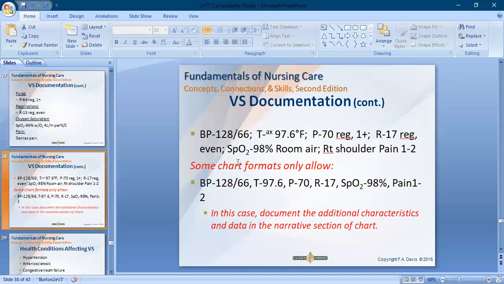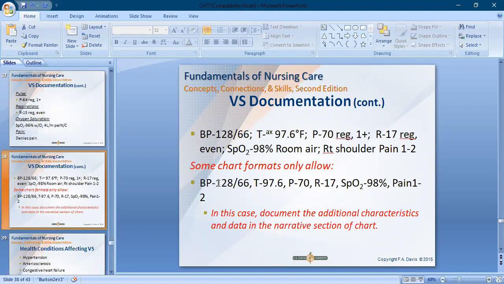Also, this is an example, how we have to write in hospital like this: BP 120/66, temperature 97.6 degrees Fahrenheit, pulse 70 beats, regular, 1 plus strength, respiratory 70 and regular, even, oxygen saturation 98%, okay, at room temperature. Also, in some clinical questions, especially for the RN, they have to write it like this. Then you have to find out which one is abnormal and then give the focus to it. In the same chart, maybe we can write it down like this, okay?